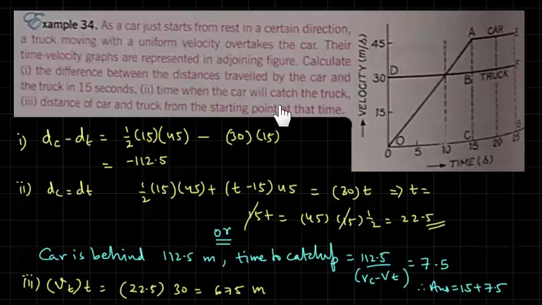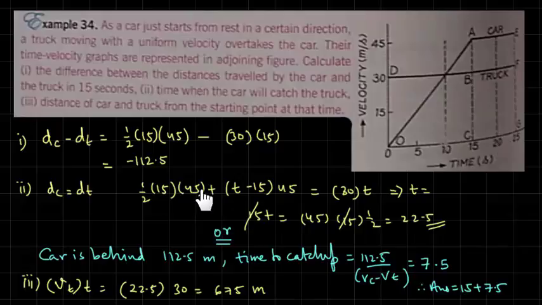Time when the car will catch the truck. So the time when the car will catch the truck, that means the distance travelled by both car and truck will be exactly the same. That time they will catch. That means area under the curve at that time should be same for car and truck. So for this rectangle and for this trapezium, the inside area should be the same at some time point t.